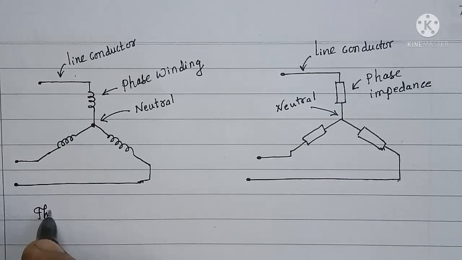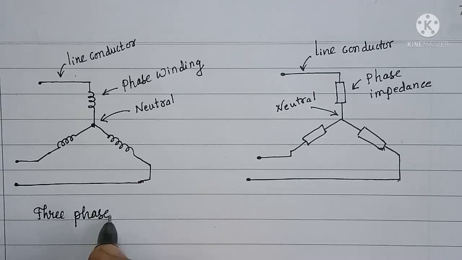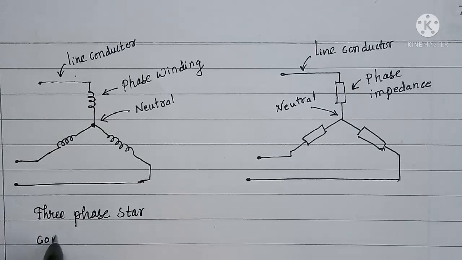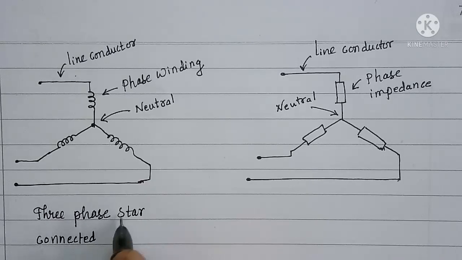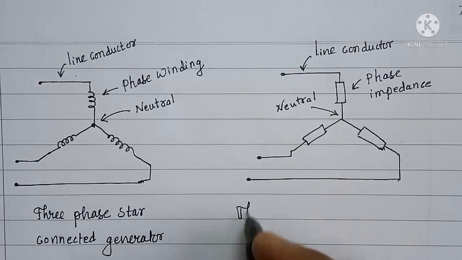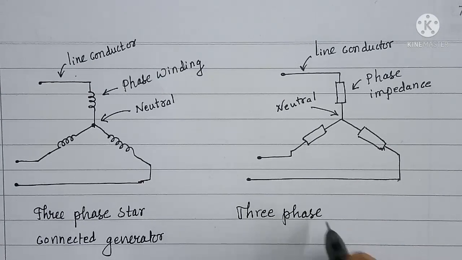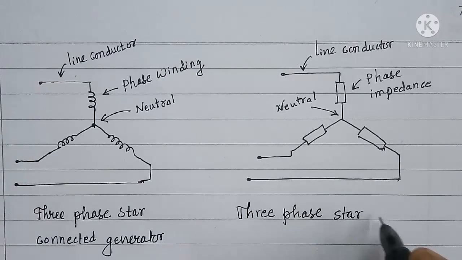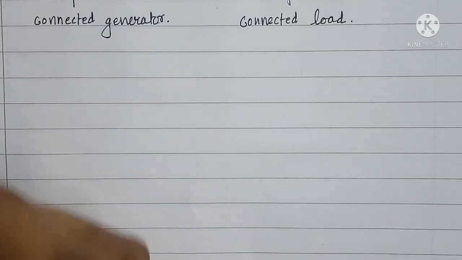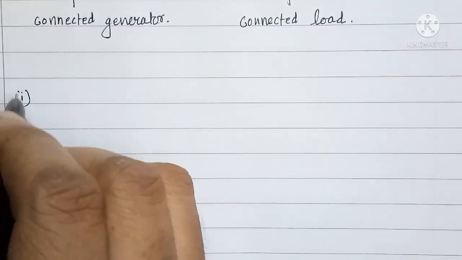So I will write here three-phase star connected generator, and here I will write three-phase star connected load. Next we will see delta connected systems.